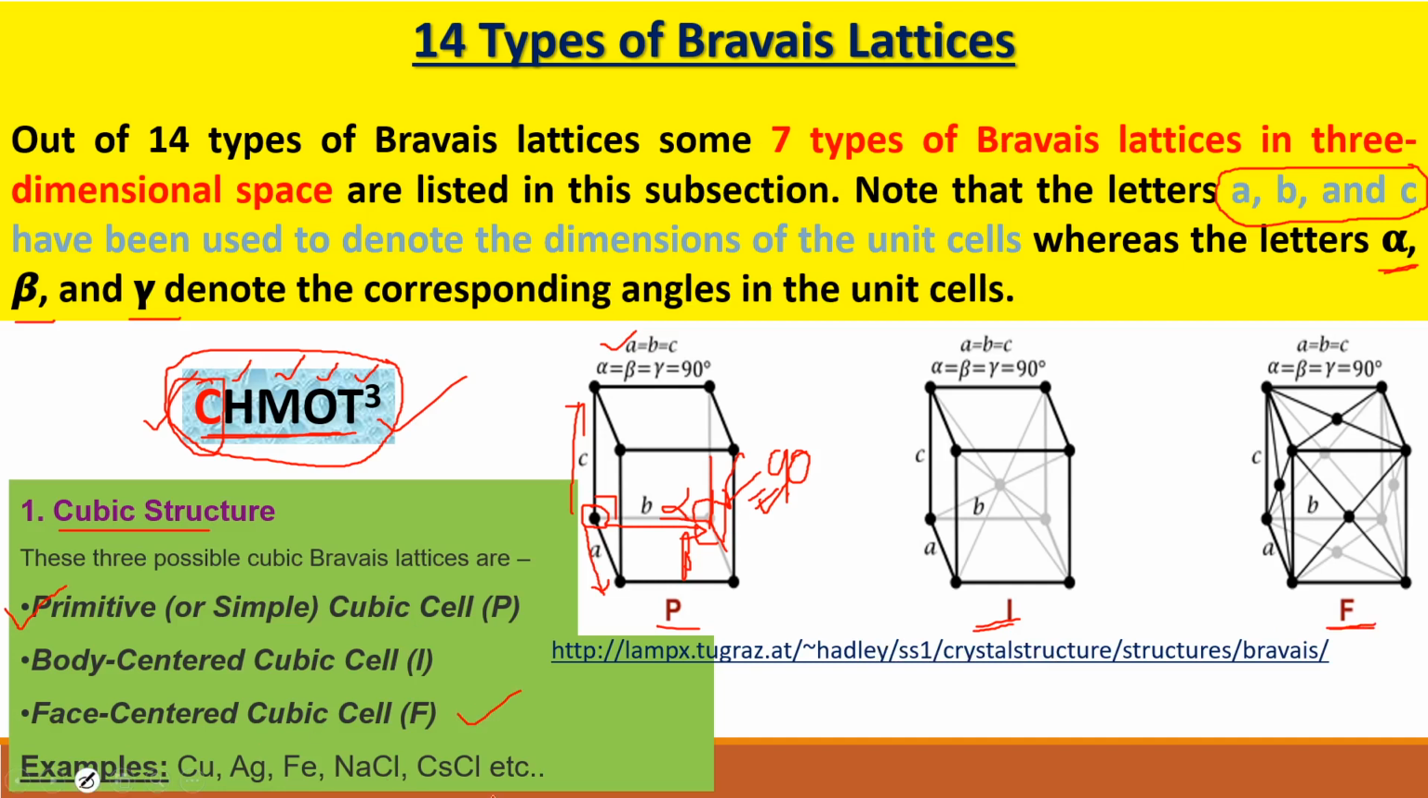And how can we determine which material shows a cubic crystal structure? These are the examples: copper, silver, iron, sodium chloride. This one is the famous example of the cubic crystal structure. If you see some books or notes, sodium chloride is everywhere as the common example of cubic crystal structure.